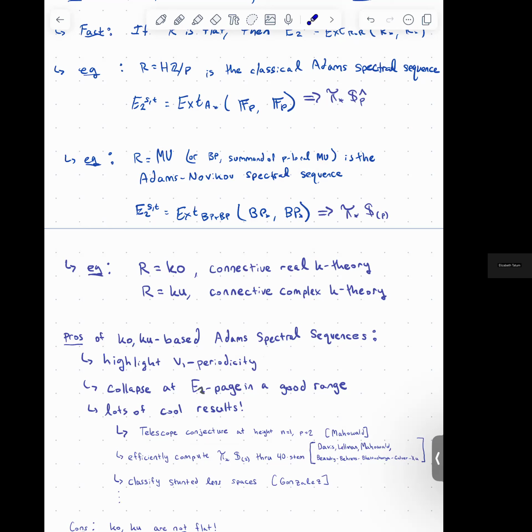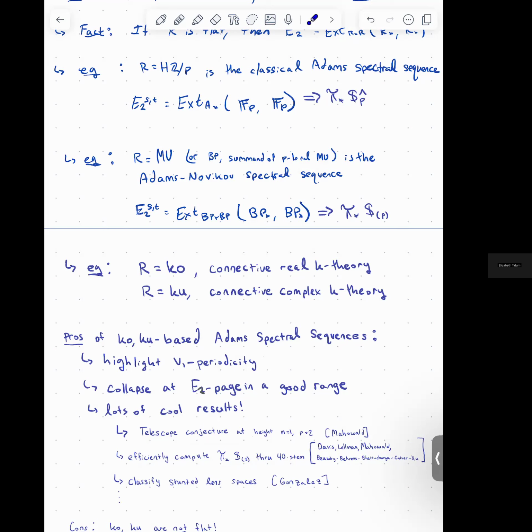Then what else? You can efficiently compute pi star S2, the homotopy groups of the sphere localized at 2, through the 40 stem using a KO atom structural sequence. I don't think this was the first way that most of those groups were computed, and there are lots of other ways to compute them, but I think this is the most efficient way to do it in those degrees.